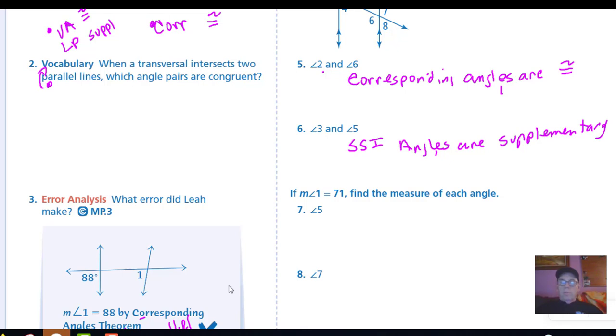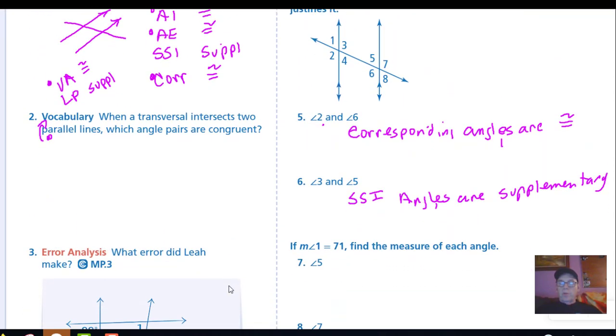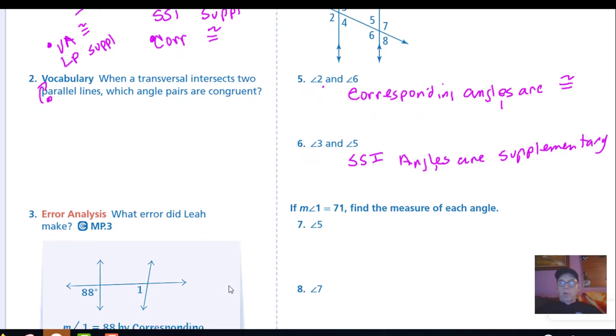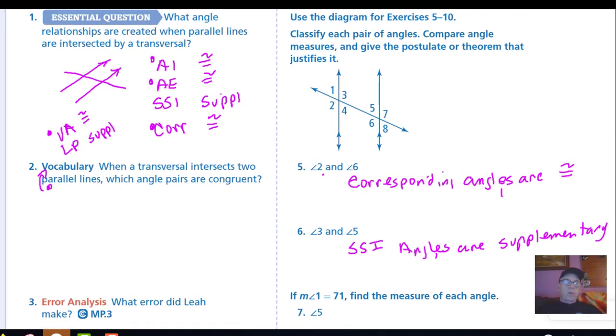For number 7 and 8, they're telling us that the measure of angle 1 is 71 degrees. So let's put 71 in and see what the measure of these angles come out to be. So I'll use red here. So angle 1 is 71. Corresponding, angle 5 is going to be 71. Alternate interior, 4 is going to be 71, or by vertical. And corresponding, or by vertical with 5, 8 is going to be 71. These other pairs are all going to be supplementary.